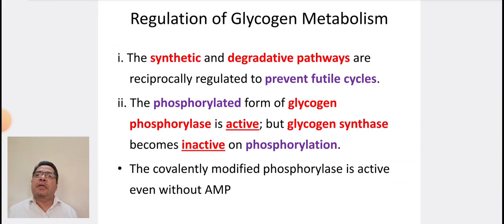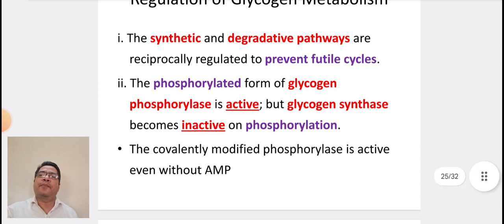Next point is regulation of glycogen metabolism. The synthetic and degradative pathways are reciprocally regulated to prevent futile cycles. The phosphorylated form of glycogen phosphorylase is active, but glycogen synthase becomes inactive on phosphorylation. The covalently modified phosphorylase is active even without AMP.